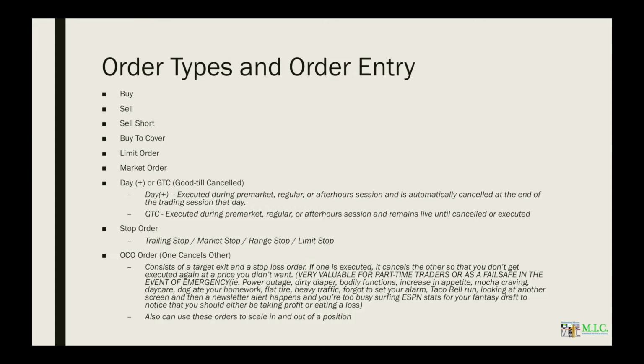Alright, so let's jump right into it. We're going to go over order types and order entry. The first order type is a buy order. This is an order you submit when you want to buy X number of shares of ticker XYZ. A sell order. This is an order you submit when you want to sell X number of shares of ticker XYZ that you just bought earlier.